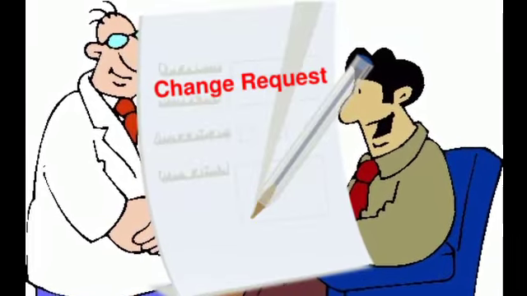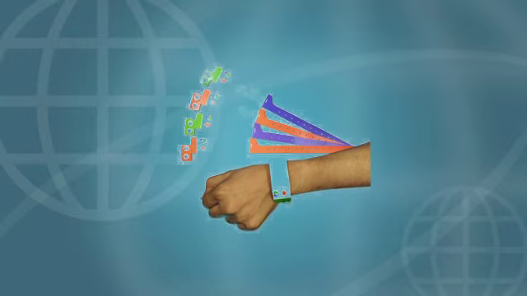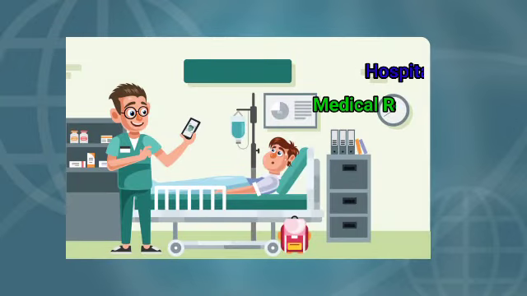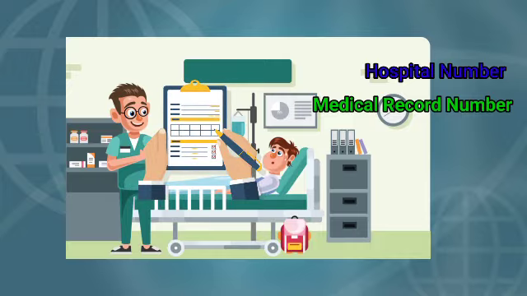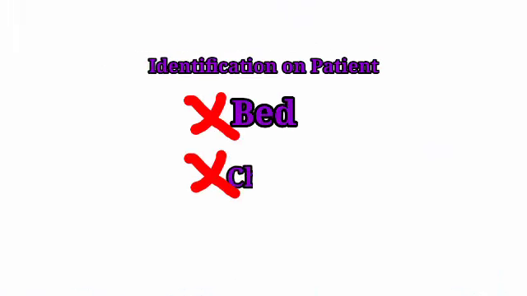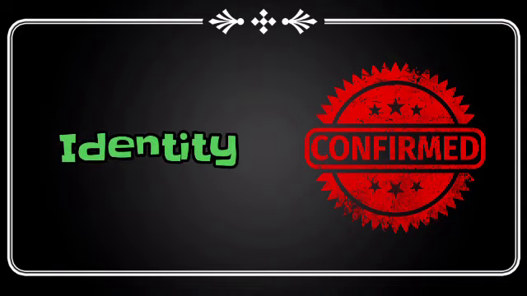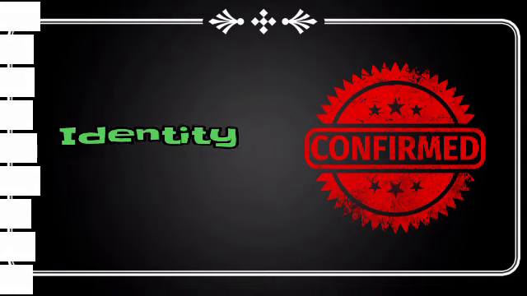If the patient is in hospital or is admitted, check the information on the patient wristband and confirm that the name and the hospital number or medical record number match the patient information on the test order. Never rely on identification attached to a bed, chart or door.